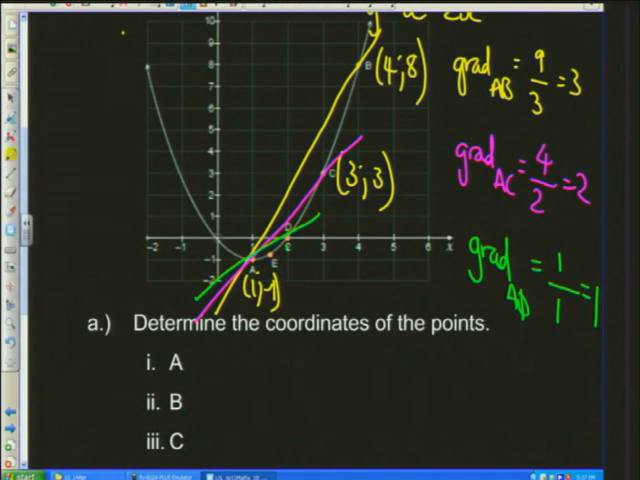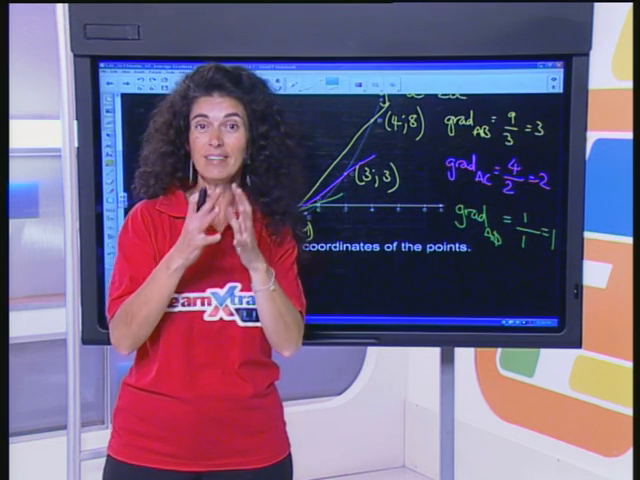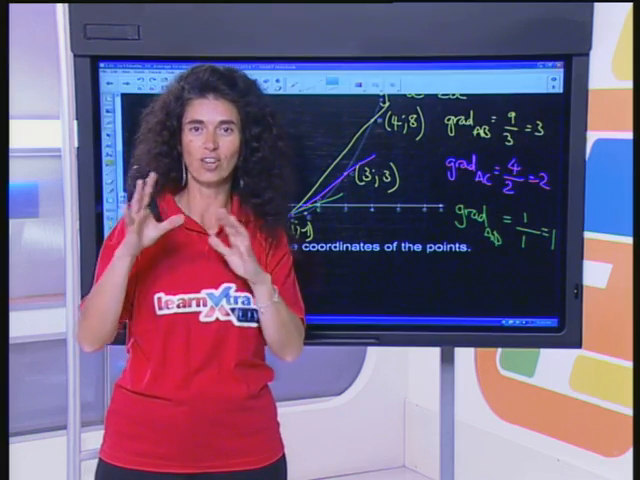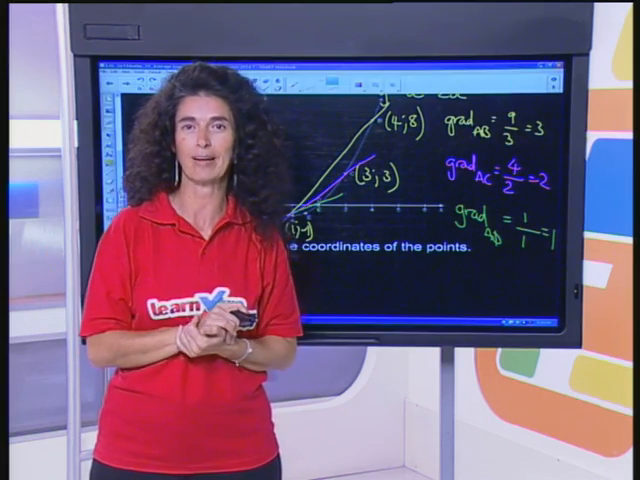And can you tell me what is happening at A? What is happening to that gradient? So it's an interesting development to just look at how those gradients change between different points on the parabola.